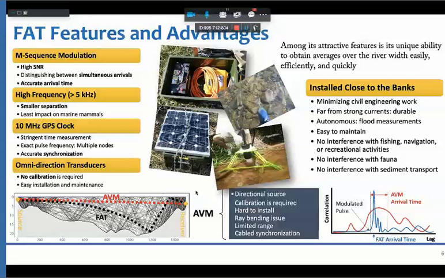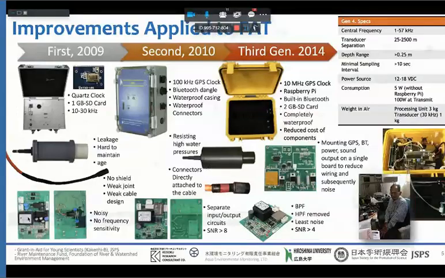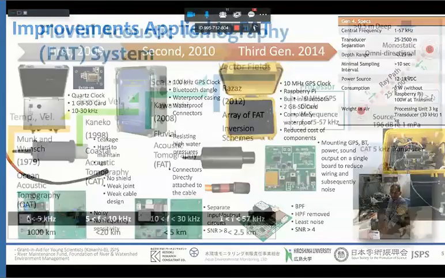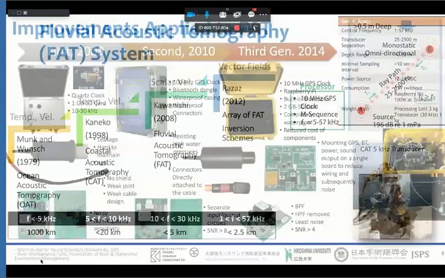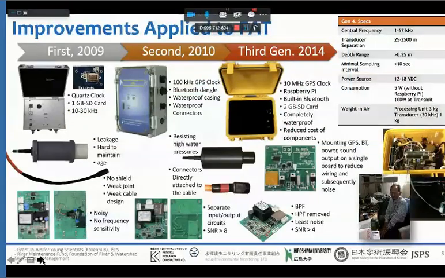And the other important feature of the FAT is that it is installed far from the deepest part where the currents are strongest.